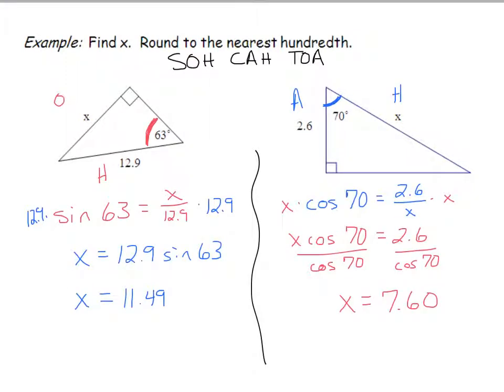All right, here we go. So taking a look at the first one, I've got the angle. Always start off with the angle. So I have my angle, 63 degrees. I notice I've got the opposite leg and the hypotenuse.